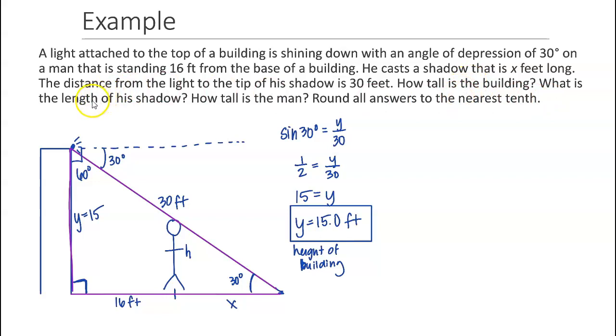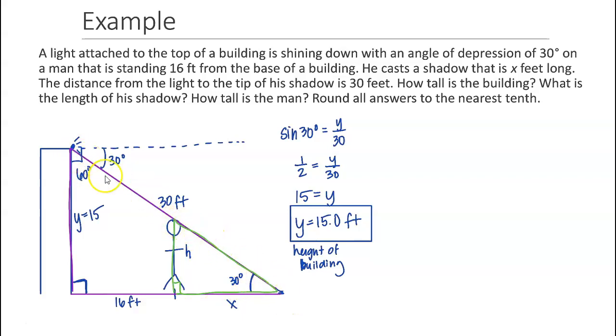So now we're interested in finding the remaining parts: the length of his shadow, and how tall is the man. So again, we're searching for x and we're searching for h. If I think about this little triangle right here, I'm fairly limited. I have this little triangle inside the bigger one, but I don't have as much information. It is a right triangle, but I only have the angles: 90, 30, and this would of course be 60 because they all add to 180. But I have no side lengths, so I have no idea what the hypotenuse is.